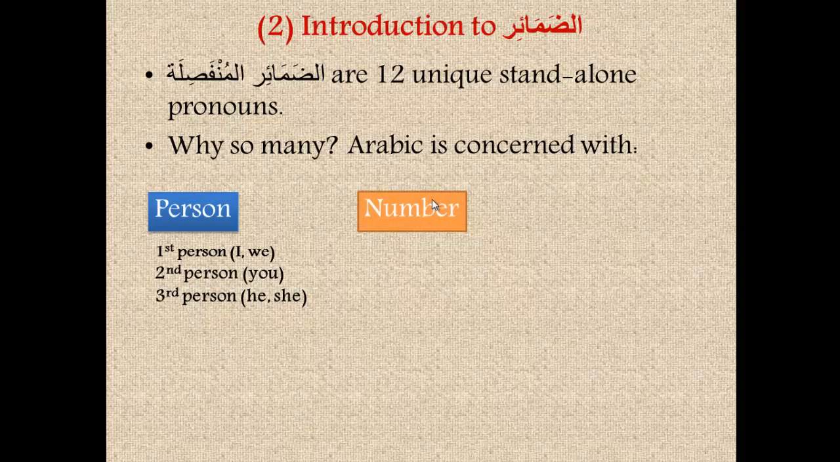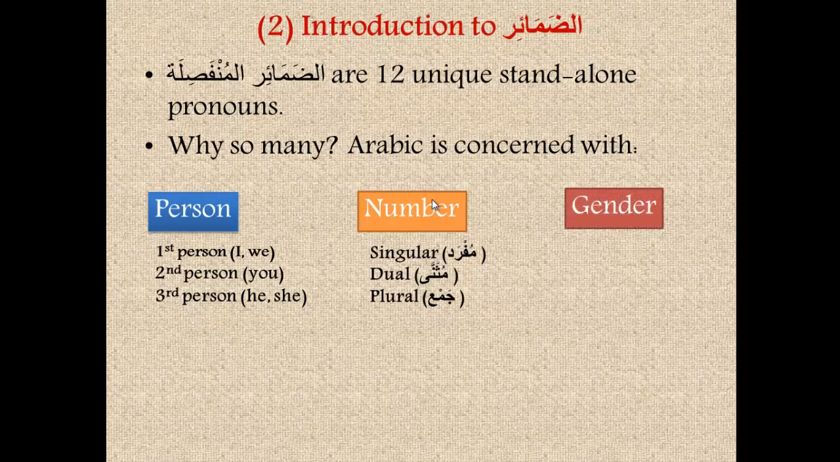Arabic is also concerned with number. You may recall from lesson number 1 that we discussed mufrad, meaning singular, the dual, or muthanna, and the plural, 3 or more, or jama' in Arabic. And Arabic is also concerned with gender, the masculine, mudhakkar, and the feminine, mu'annath. And these 3 factors are all accounted for in ad-Damaa'ir al-munfasila, the personal standalone pronouns, and that's why there are 12 of them.